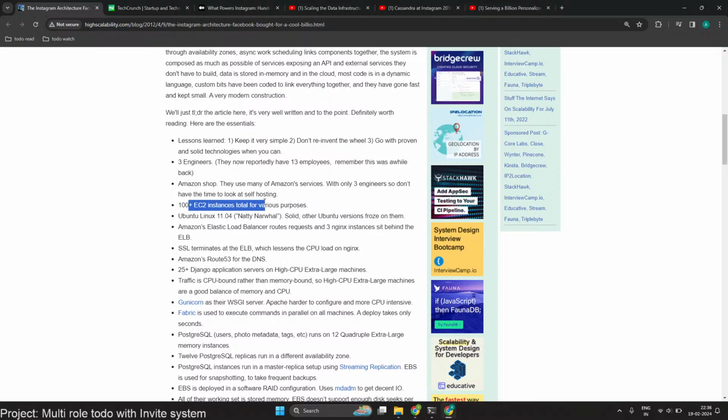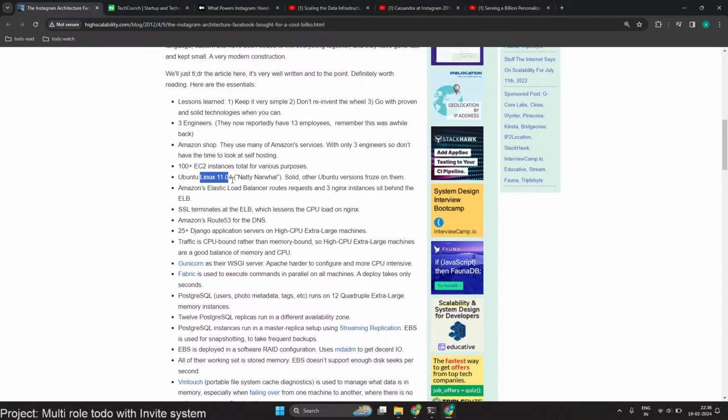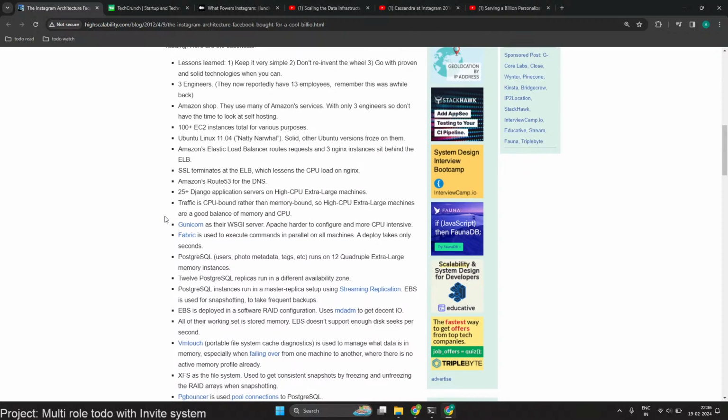100 plus EC2 instances total for various purposes. Ubuntu Linux, with a solid Ubuntu version. Amazon Elastic Load Balancer routes requests to the 3 nginx instances behind the ELB. Amazon Route 53 for DNS.